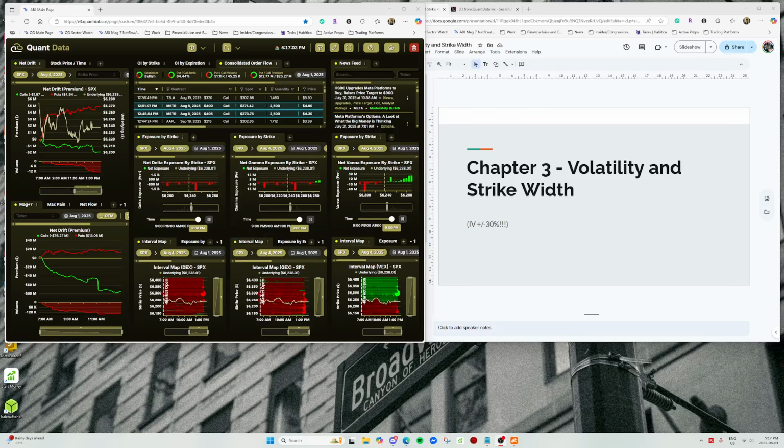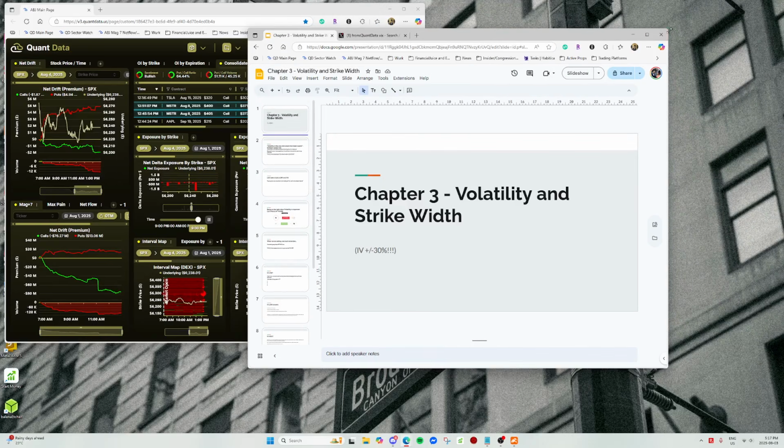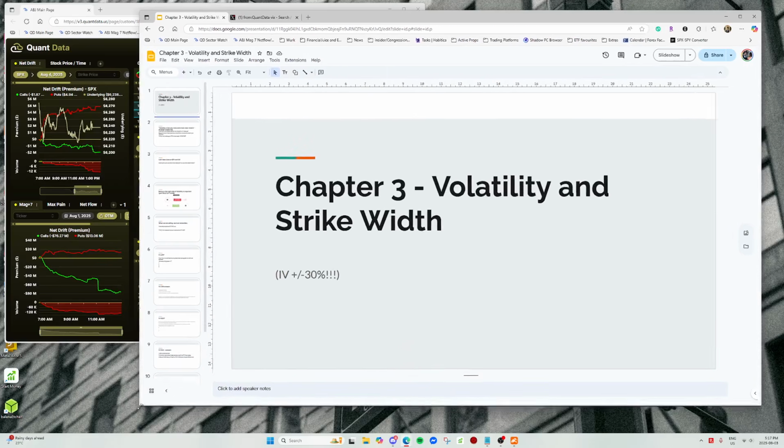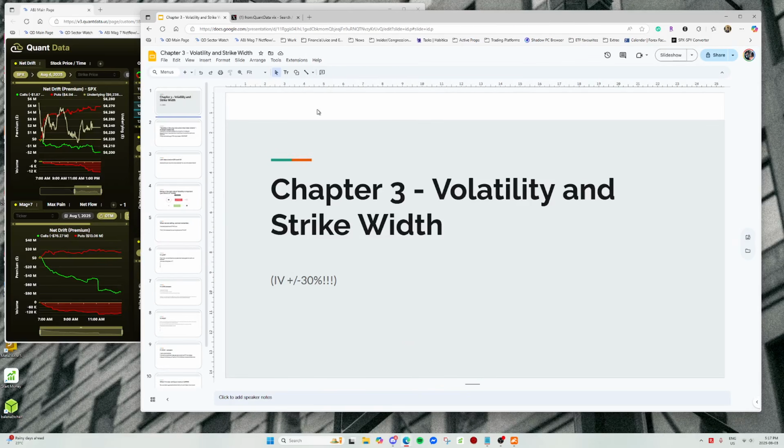We also go through some of these lessons. So today we are going to go through chapter 3. We're going to talk a little bit about volatility, talk a little bit about strike width, and the reason why we do what we do during each environment. As traders, we must know when it's time for us to use what strategy, when it's time for us to risk off, when it's time for us to be risk on.